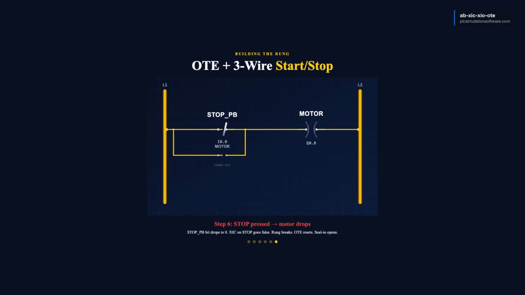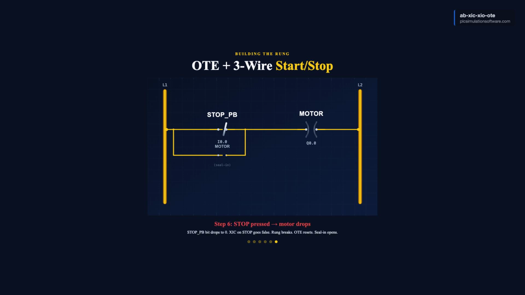Add a parallel branch to the same rung. Place an XIC on motor_contactor in parallel with start_PB. This is the seal-in contact. When the motor starts, motor_contactor is 1. The XIC in the parallel branch is true. Even after start drops to 0, the parallel path keeps the rung energized. The rung is latched. The motor runs.